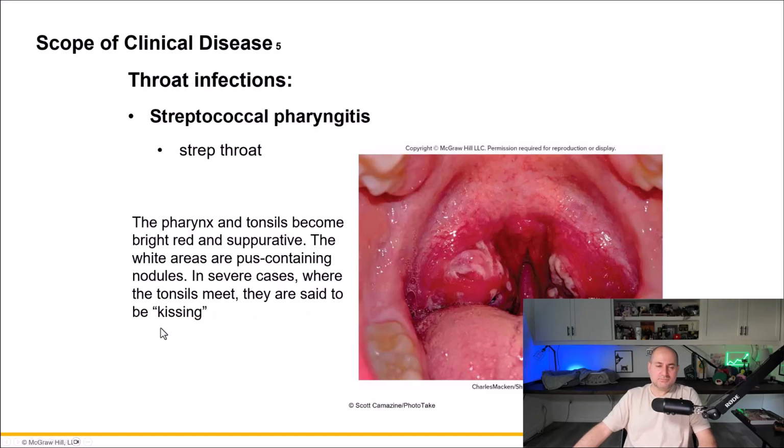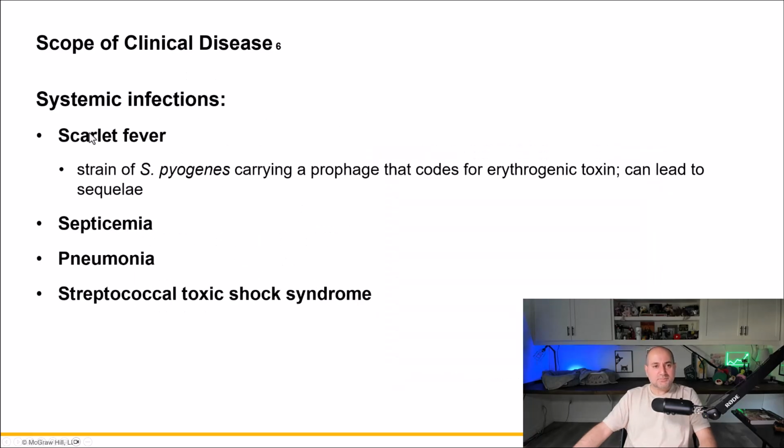By the way, this bacterium is called Streptococcus pyogenes. And pyo refers to pus. That's how it got its name. These pustules that form in the back of the throat are characteristic of a Streptococcus pyogenes infection, and pyo means pus. So now you know, pyo refers to pustules. And strep can cause systemic infections as well, like scarlet fever, septicemia, pneumonia, and streptococcal toxic shock syndrome.